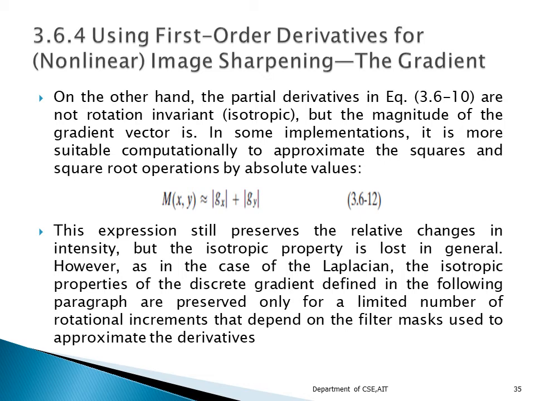So in some implementations, we can consider only the squares and the square roots of the M of xy. The M of xy is nothing but the gradient vector. So this expression is going to preserve the changes in the intensity, but we will not have the isotropic property like we have discussed. However, as in the case of the Laplacian, here also it will be defined by making use of a number of rotational increments, and these rotation increments will depend upon the filter mask, which is going to approximate the derivatives.